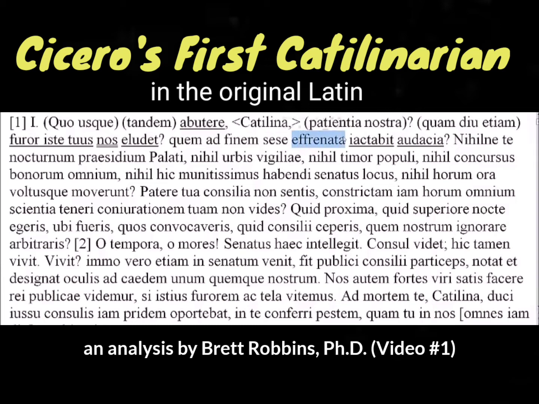So we know that Effrenata is going to be qualifying audacia as an attributive adjective, since you don't have a form of to be following audacia. If it were something like audacia est effrenata, okay. Frenum in Latin means a bridle. So this is a neat little adjective meaning effrenata, unrestrained, unbridled. It's an attributive adjective, so we're going to underline it in the single. So what you have here is effrenata audacia iactabit, the unbridled audacity will throw, and then throw what?